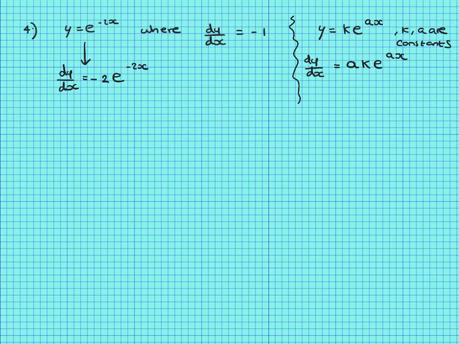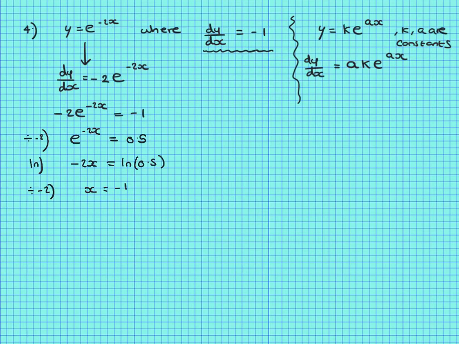So they want us to find out which x coordinates on the curve result in a gradient of negative 1. So let's set the gradient equal to negative 1. Now from here, let's divide both sides by negative 2, which gives us e to the negative 2x equals 0.5, and then we have to take the natural log of both sides, so negative 2x equals ln of 0.5, divide by negative 2, so x is equal to negative a half of ln of a half.